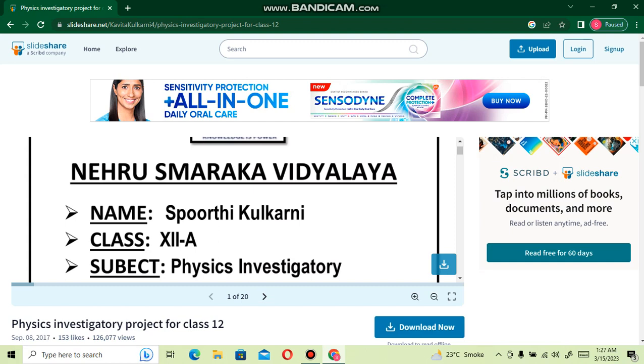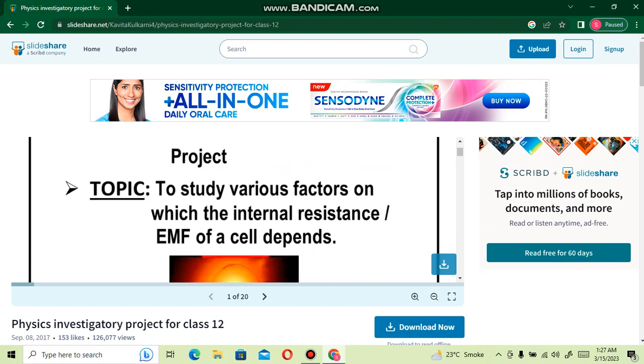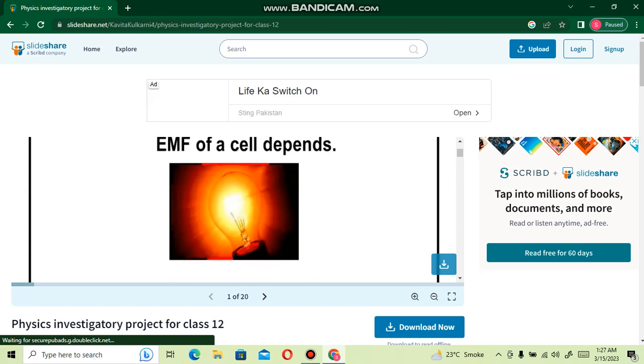And our topic is physics investigatory project to study various factors on which the internal resistance and EMF of a cell depend.